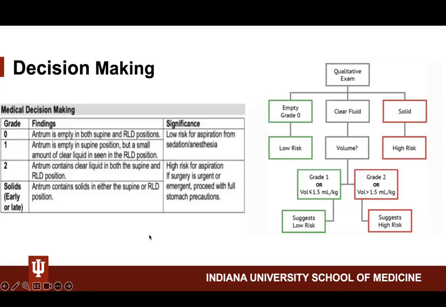Attempt to associate the findings via the grading scales shown. As depicted, grade 0 or grade 1, or calculated gastric volumes under 1.5 mils per kg, are considered low risk for pulmonary aspiration. Grade 2, or volumes calculated to be over 1.5 mils per kg, are at high risk.